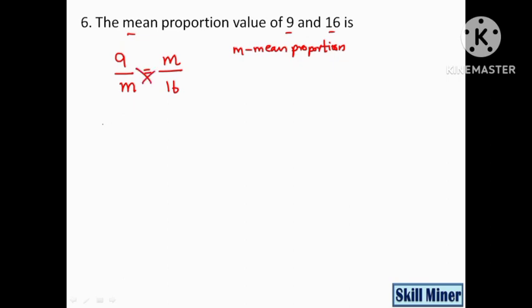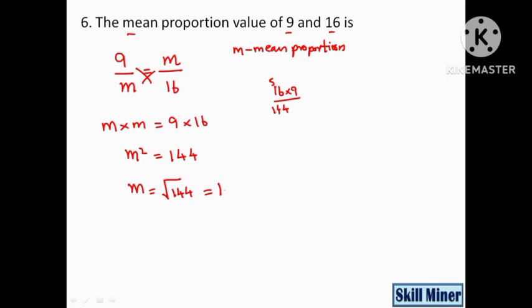Now I am cross multiplying this, which implies m into m is equal to 9 into 16. m squared is equal to 144. So m will be root of 144, which gives me the value 12. So the mean proportion of 9 and 16 is equal to 12. 12 will be the right answer.